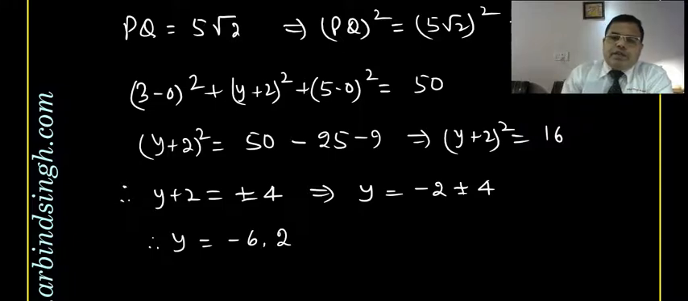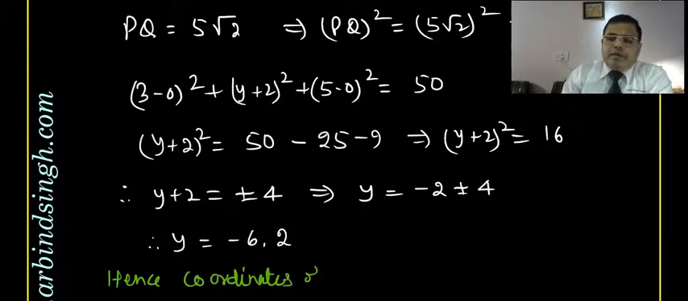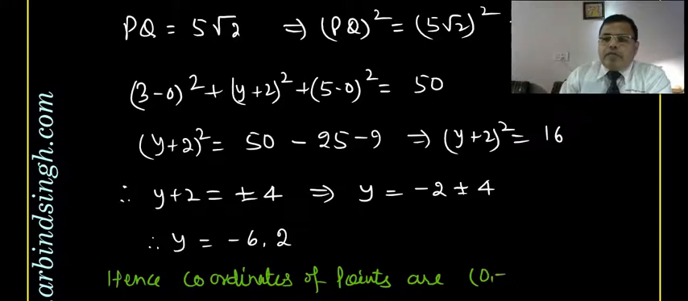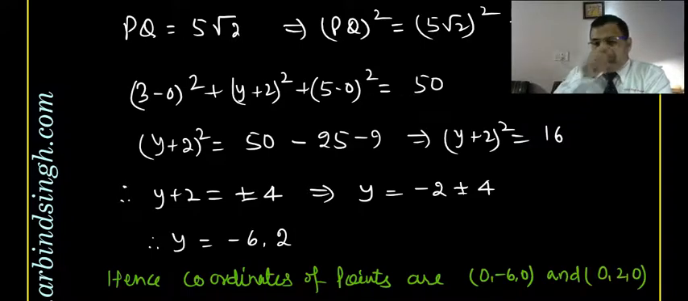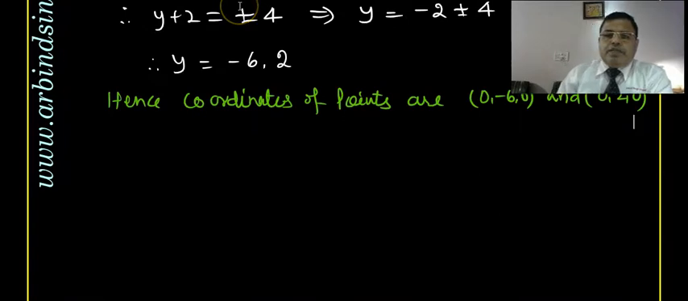Hence the coordinates of the points are, there are two points, that is 0 minus 6 0 and 0 2 0. Answer. Now the next question, that is question number 5, and the fifth question is given here.